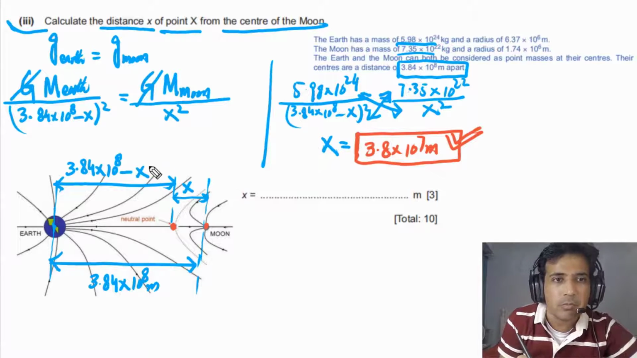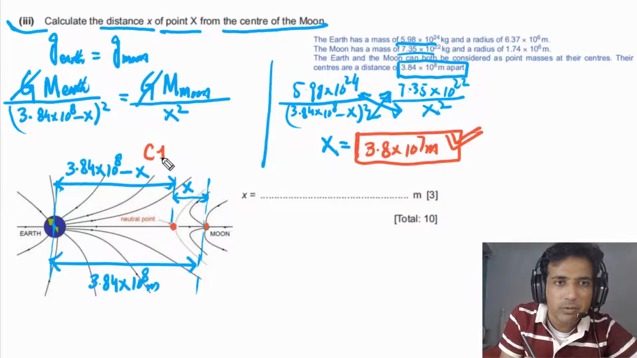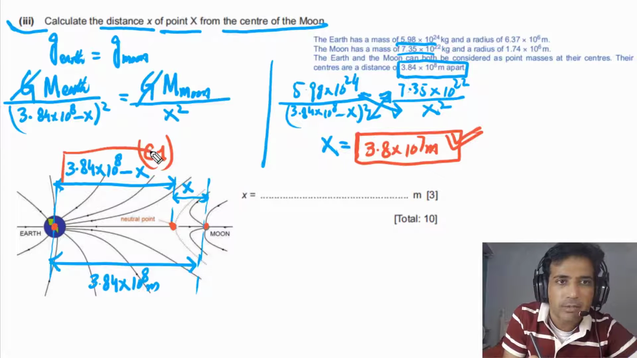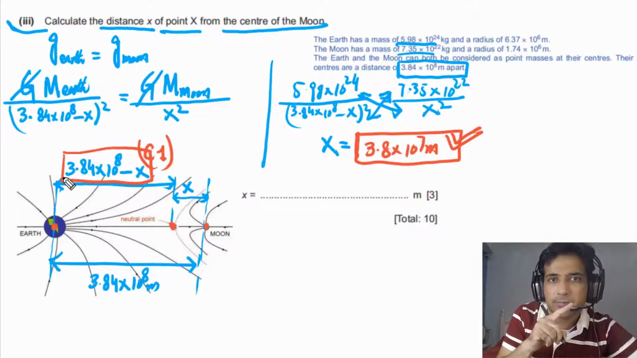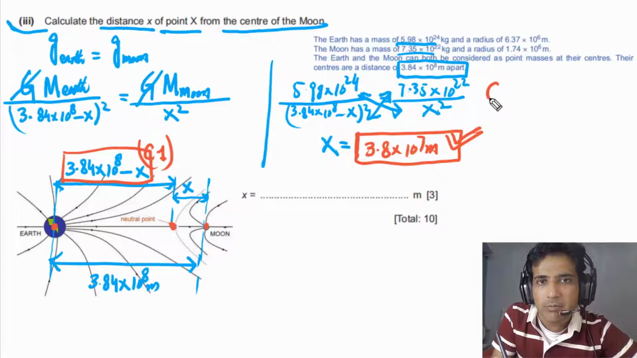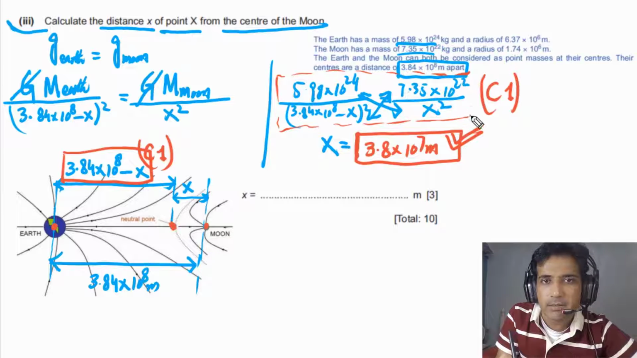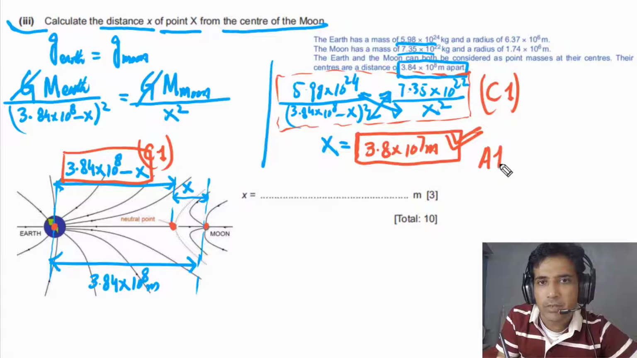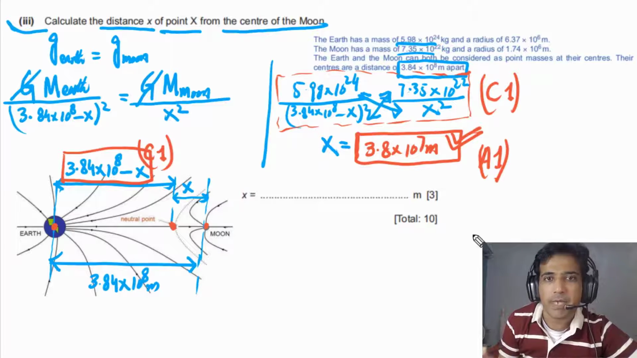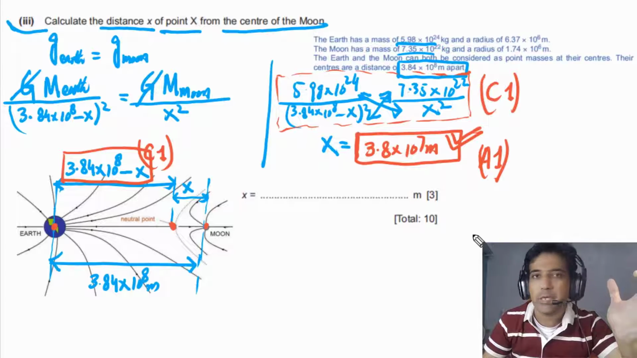This question has 3 marks. The first mark is a C mark. You will get 1 mark if you have written the distance between the center of Earth and the neutral point. If you have written that distance is equal to this, you will get 1 C mark. The second C mark you will get if you have equated g due to Earth equal to g due to the moon. Means if you have written this step, you will get the second C mark. And the third mark is the answer mark. If you have got the right value of x, you will get the third mark. So this is how marks will be awarded for this question.